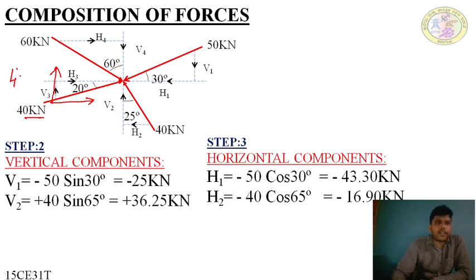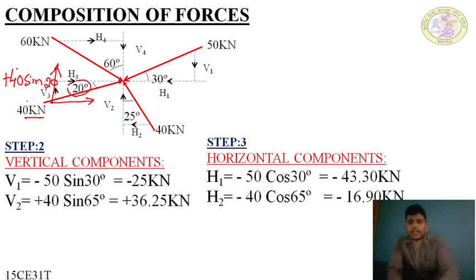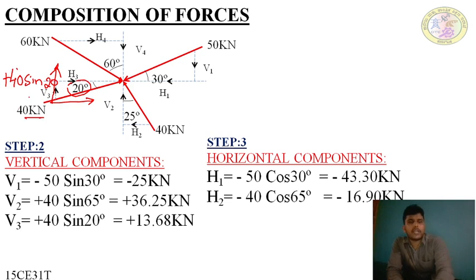F sin theta, F is 40, sin theta. Theta is with respect to the x axis, and with respect to the x axis, the angle is 20 degrees. 40 sin 20 degrees, which is moving in the upward direction, positive. Plus 40 sin 20 is equal to 13.68 kilonewton.